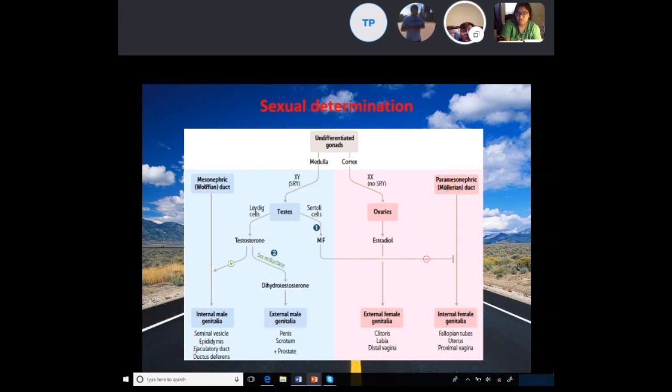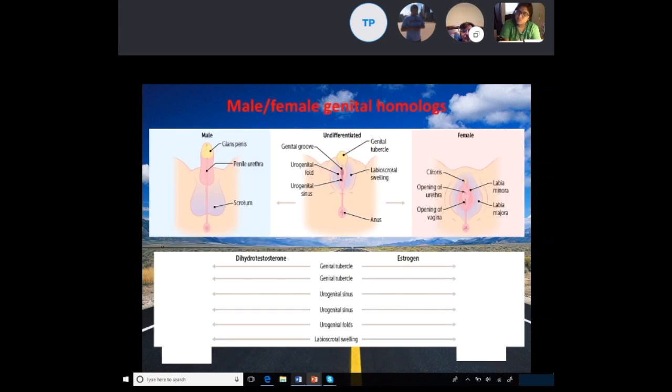Does this chart make sense to everyone? Any questions on this guy? Okay. So we're just talking about the organs that are made based on what hormones act on them.